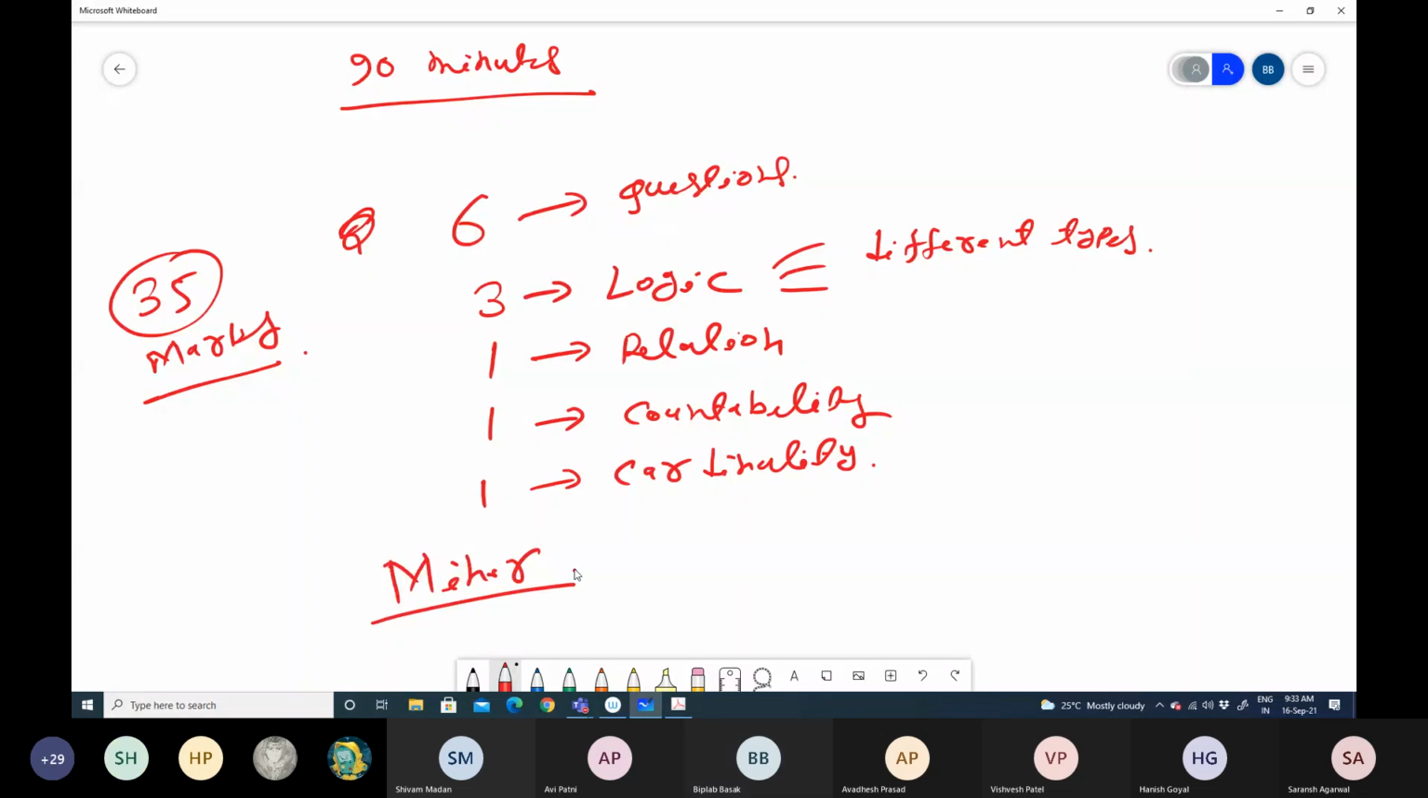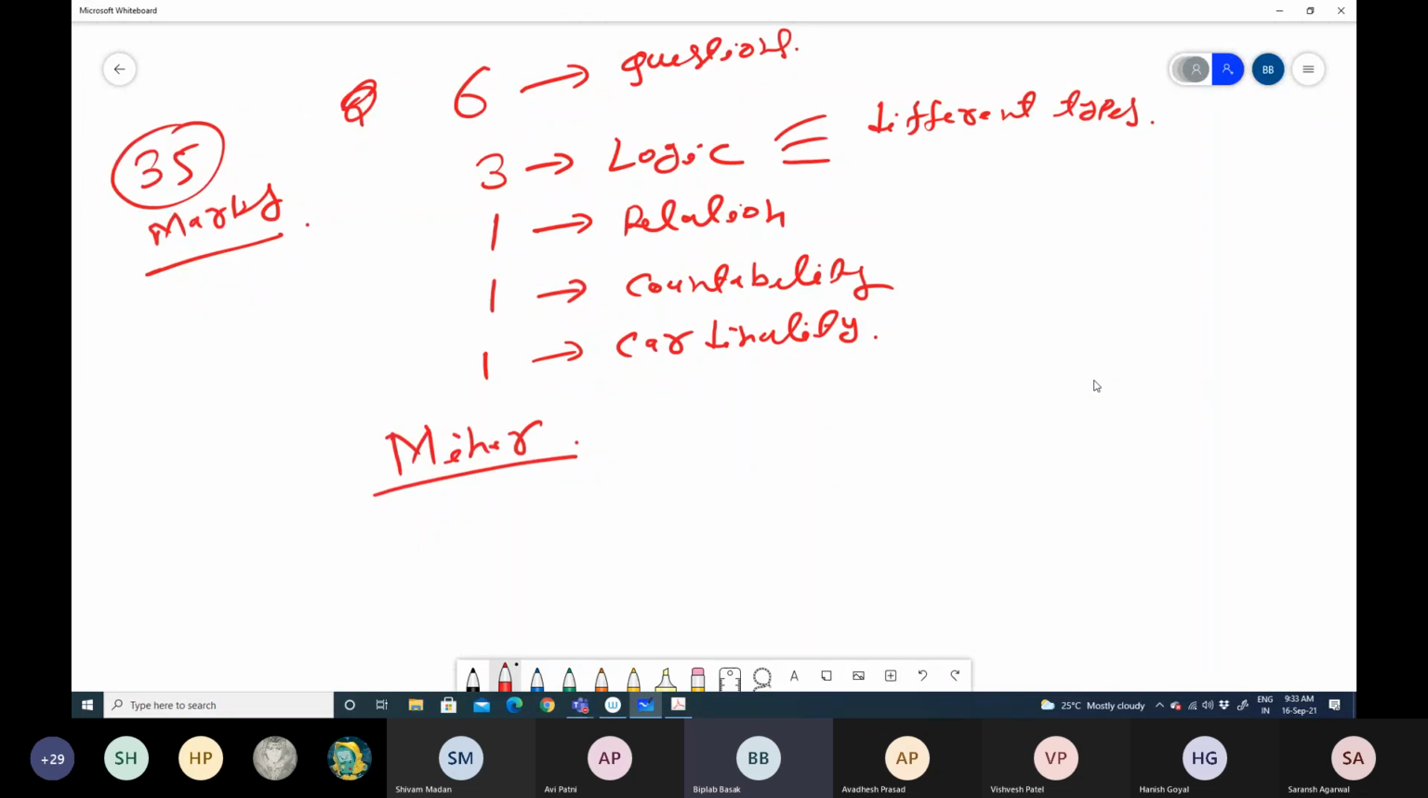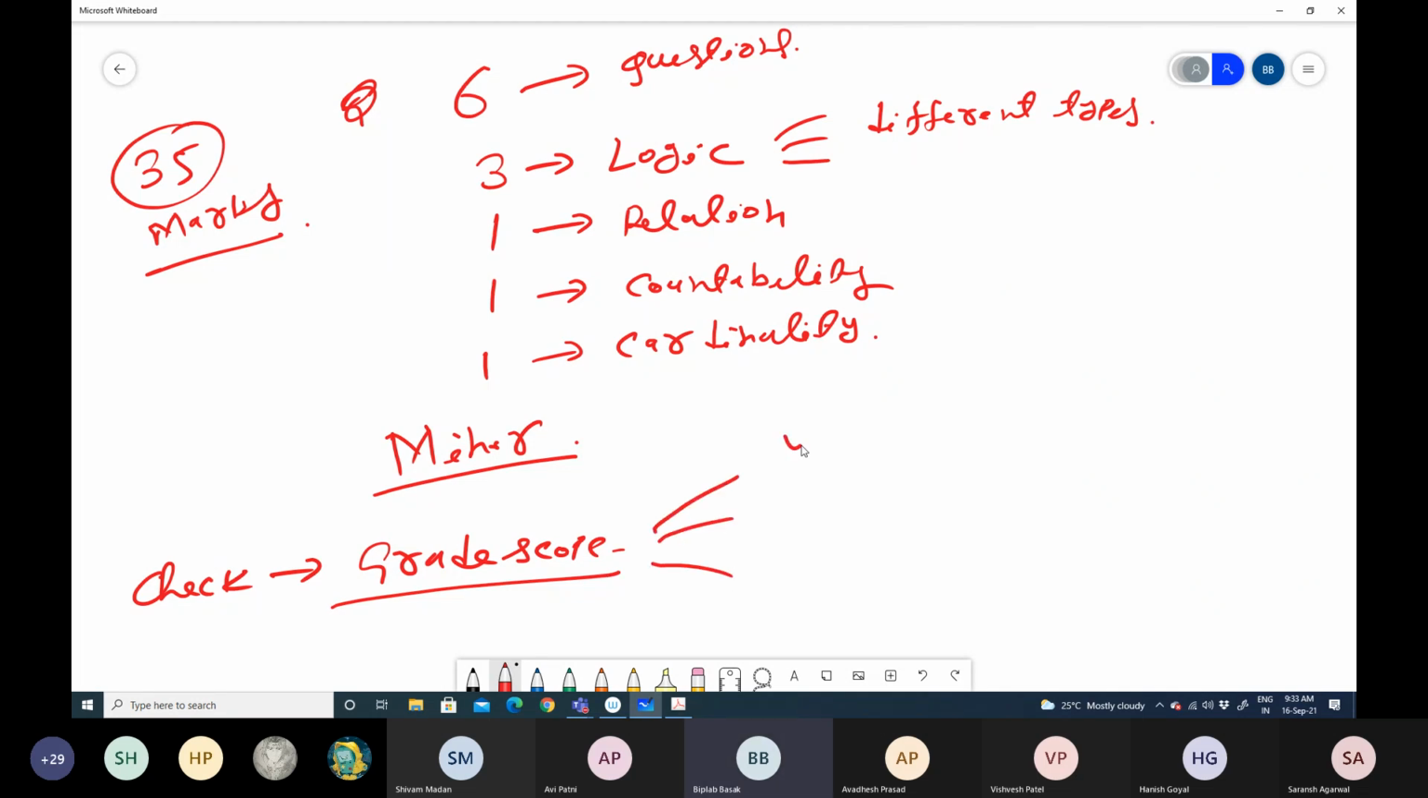Remember that you should check your Gradescope, because the question paper will be given in Gradescope only. You have to log in to Gradescope and find the question paper there. After the exam, that is after 90 minutes, you will get an additional 15 to 20 minutes to scan and upload your answer sheet on Gradescope. You have to upload on Gradescope only, and map properly.